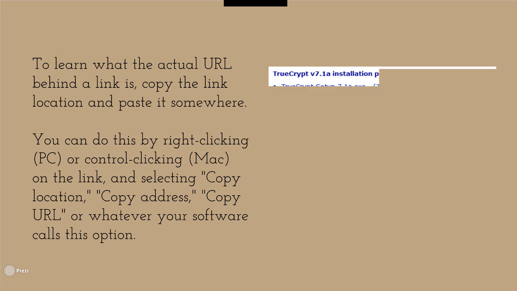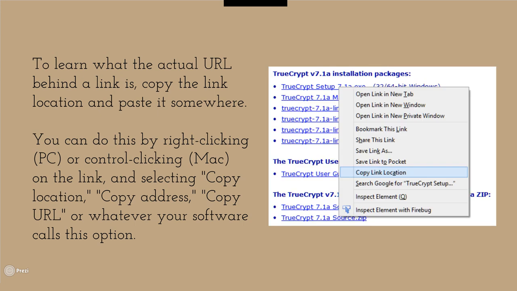If you right-click on the link, or control-click on a Mac, you get the little pop-up menu like what's shown here. And if you copy the location, or in different browsers it might say copy the address, copy the URL, copy the destination or address that this link belongs to, and then paste that somewhere, then you're not activating the link. You're not going to where it actually is going to take you, but you're seeing where it's going to take you if you click on it.